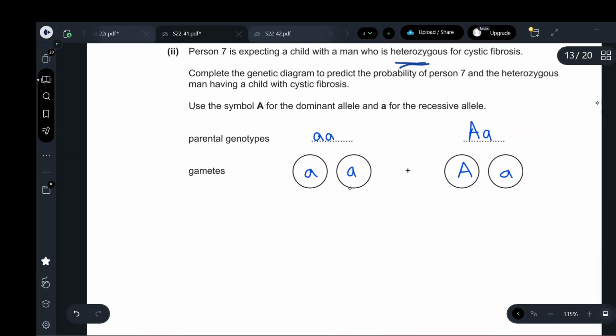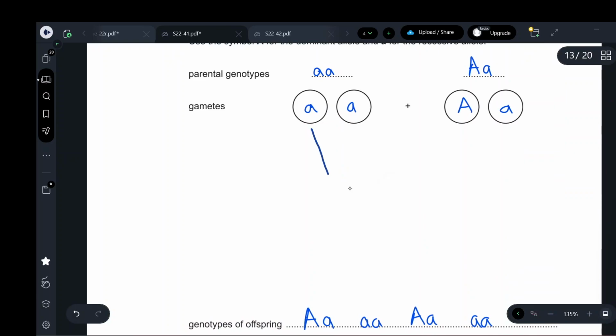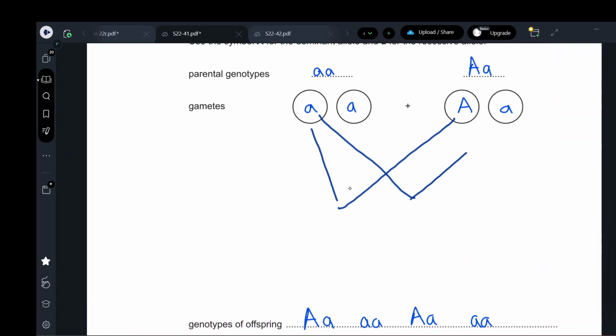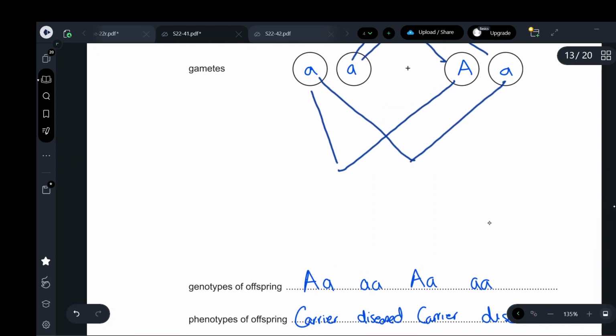Okay, and then I separate the gametes and then I do the crossing: one with the third, one with the fourth option, second with the third, second with the fourth option. These are my genotypes: A capital, A small, A small, A small, A capital, A small, A small, A small.